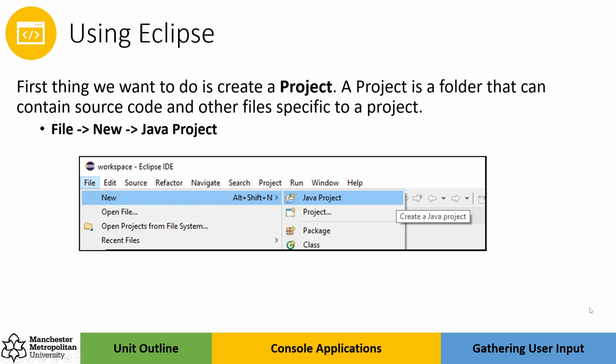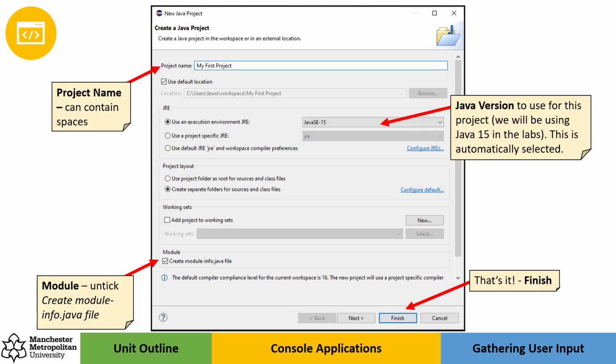Now, the first thing we do is create a new Java project. The easiest way of doing that is just going to File, then New, and then Java Project. And that will get you on your way to creating your first Java project in Eclipse. When you select a new Java project, you'll be prompted with all of these different options. So the first thing you want to do is name your project. So I've called it here My First Project. In the lab, you'll probably call this week 1. The Java version should be automatically selected for you. We're going to be using Java 15 in the labs, and that should automatically be selected.